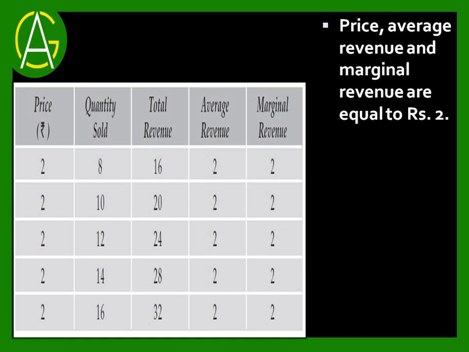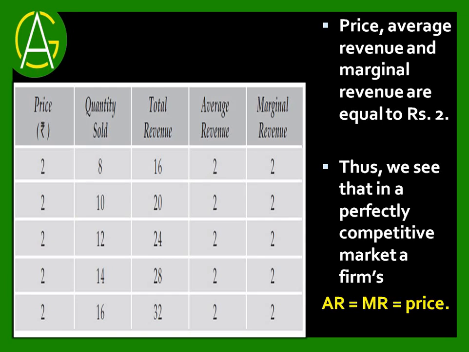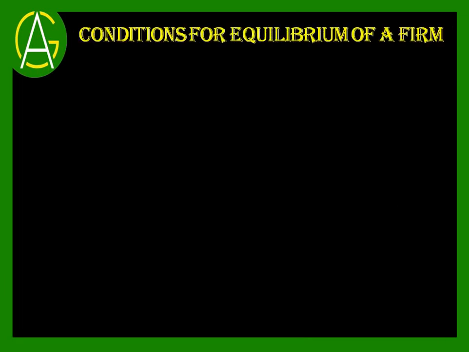We can see here that price, average revenue and marginal revenue are equal to 2 rupees. So you have to note that in a perfect competition market, the average revenue curve is equal to the marginal revenue curve and is equal to the price line. All the three will be equal. This happens in perfect competition only.